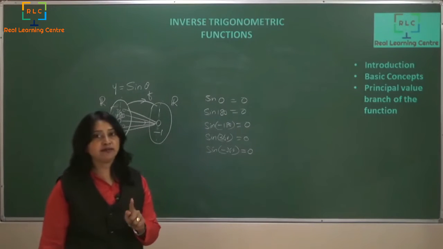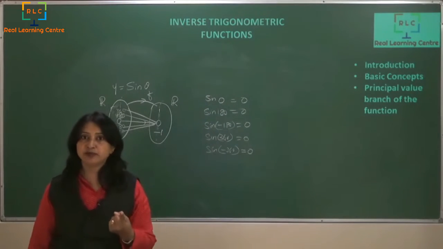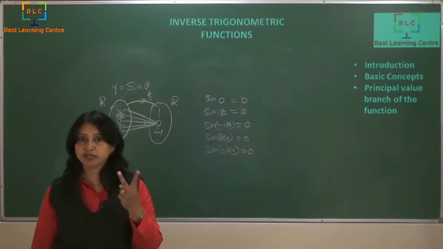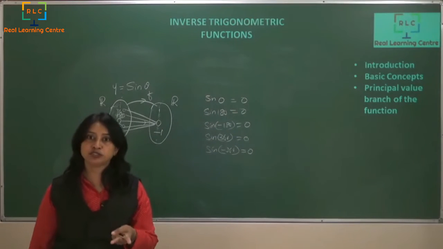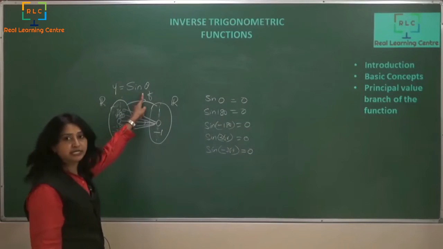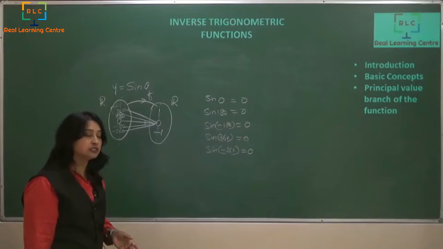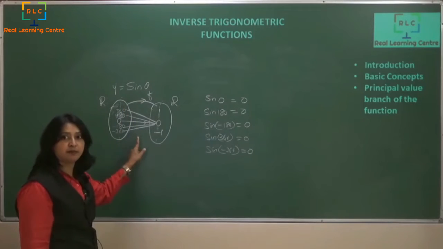For a function to have its inverse function, it should be a one-one function, and it should be an onto function. Only when these two conditions are satisfied, if it is both, then only it will have its inverse. Now see, I have plotted y is equal to sin theta, a trigonometric function, and from the trigonometric function only I should get its inverse. Now is its inverse possible when I am writing like this?